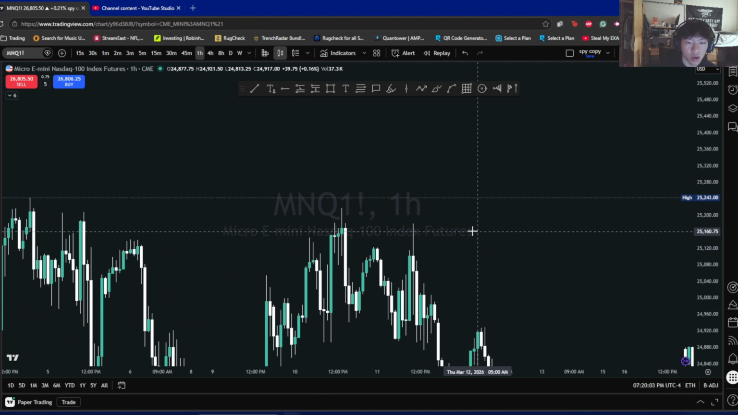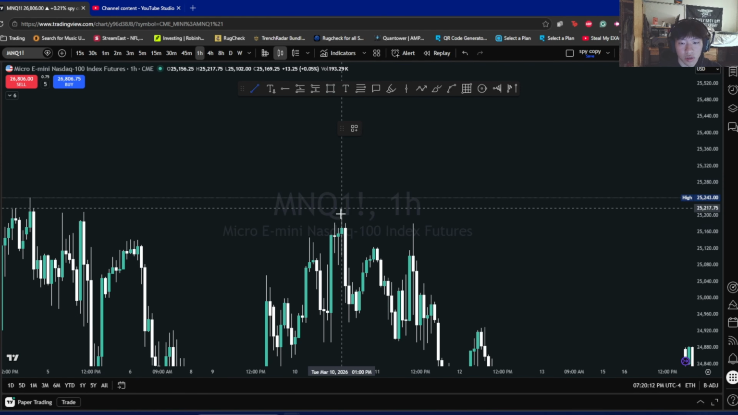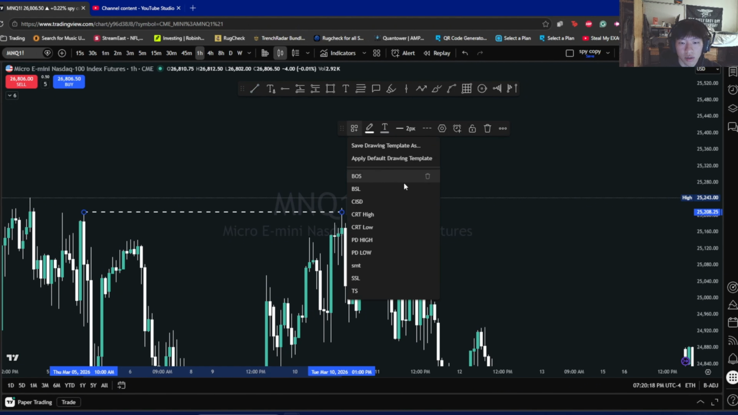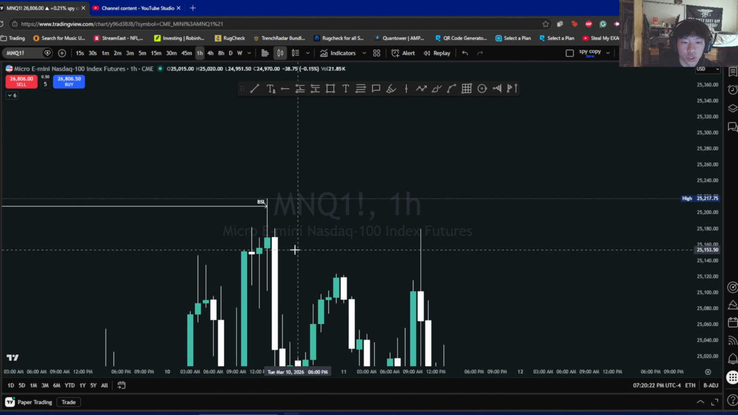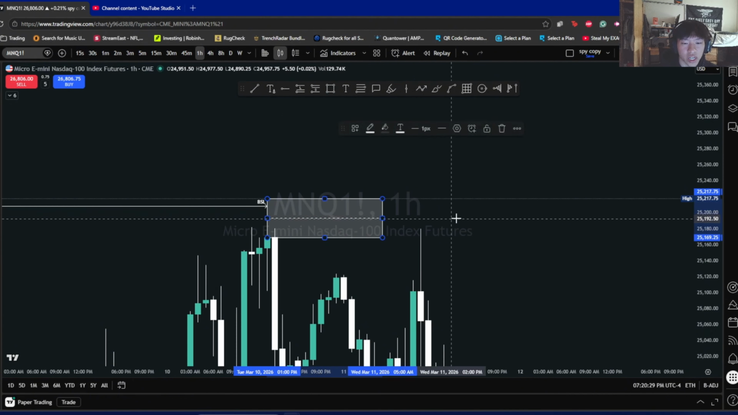Rejection blocks are the wicks of a candle that rejects off something, hence the name. Super simple. This is a great example of a rejection block. Right here, we have two equal highs. This candle right here sweeps liquidity and rejects it. Great. So right here, rejection block.